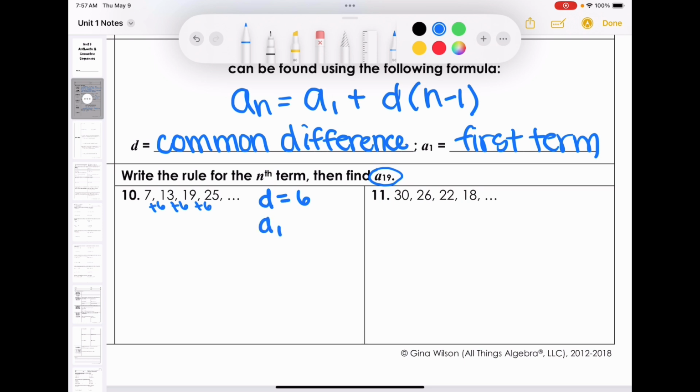And then my first term is just the first term in the sequence, which is going to be 7. All right, you just look at the beginning of the sequence and whatever number comes first, that's your first term. So now we have our 2 pieces of information to make the formula. So I'm going to write the formula down. And now I'm going to put 6 in for d, and I'm going to put 7 in for A_1.